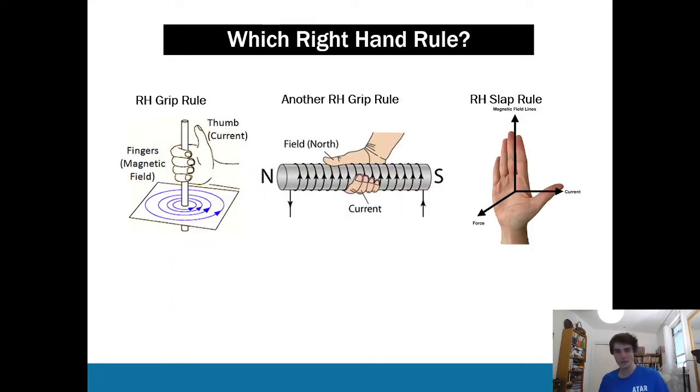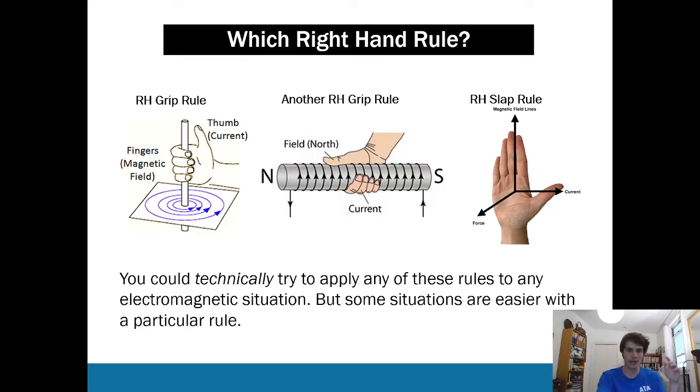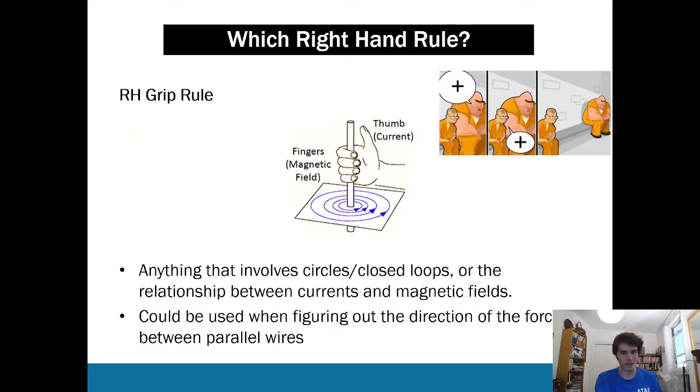Next thing, your right hand: which right hand rule are you going to use? Now, there are two different kinds of right hand rules that we use in different situations. I like to call them the right hand grip rule and the right hand slap rule. Your right hand grip rule is the one where you curl your fingers. The right hand slap rule is the one where you have your fingers flat. Technically, they are basically the same thing. However, there are some situations where it's much easier to apply one rule over the other. So let's start out with the right hand grip rule.